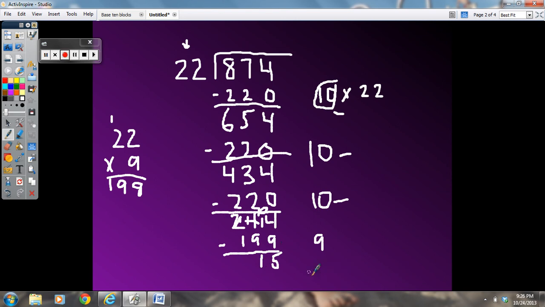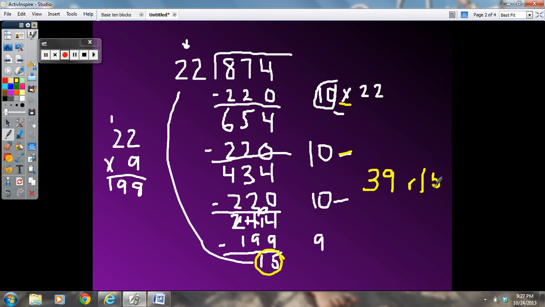Now, at this point, from the 15 blocks that I have remaining, I can't even make one group of 22. So what I've done here is I've created a total of 10 plus 10 plus 10 plus 9, which gives me 39 groups of 22. And I have 15 that are left over, which means that is my remainder. Therefore, the quotient to 874 divided by 22 is going to be 39 remainder 14.